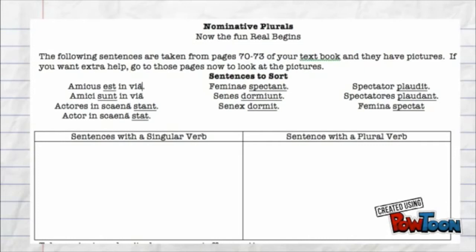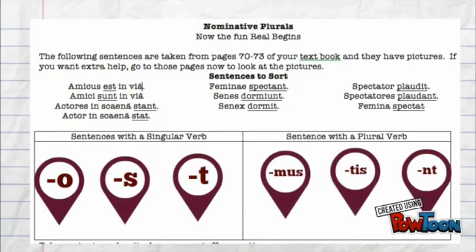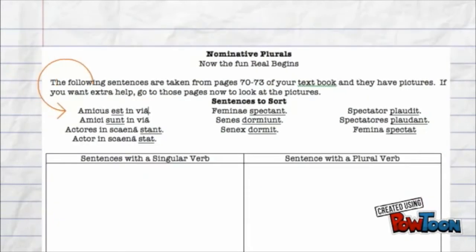Now I want you to sort these into sentences that have a singular verb and sentences that have a plural verb. So remember, your singular verbs, their endings are O, S, and T. And your plural verbs, their endings are mus, tis, and nt. So for example, let's look at amicus est in via. I see that est has a T in the end, which means that it must be a singular verb. So I'm going to write it in the first column, the singular verb column. Okay, pause the video, sort the rest of your verbs.